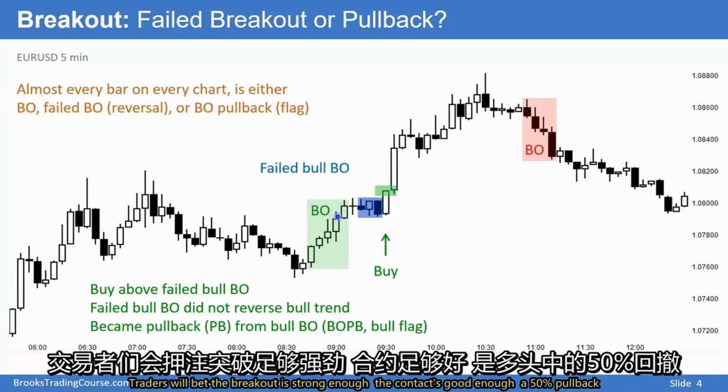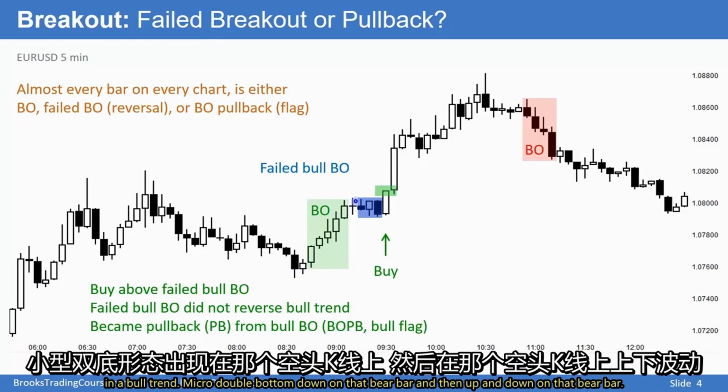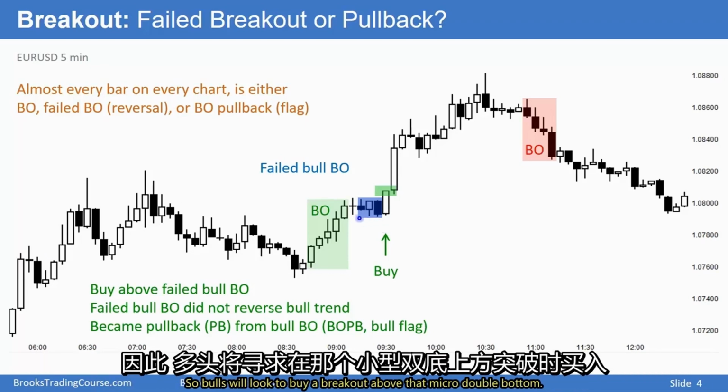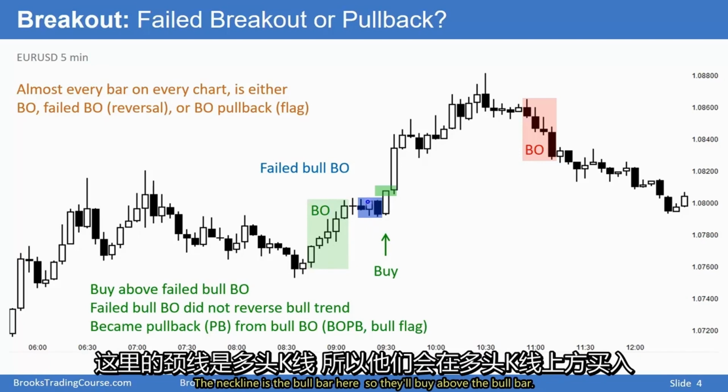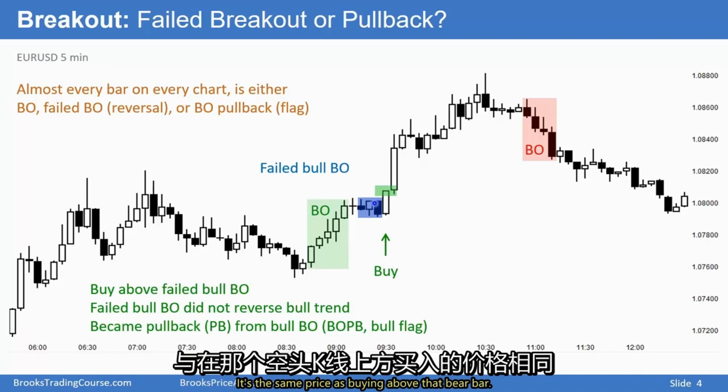Traders will bet the breakout is strong enough, the context good enough, a 50% pullback in a bull trend. Micro double bottom, down on that bear bar, and then up and down on that bear bar. So bulls will look to buy a breakout above that micro double bottom. The neckline is the bull bar here, so they'll buy above the bull bar. It's the same price as buying above that bear bar.